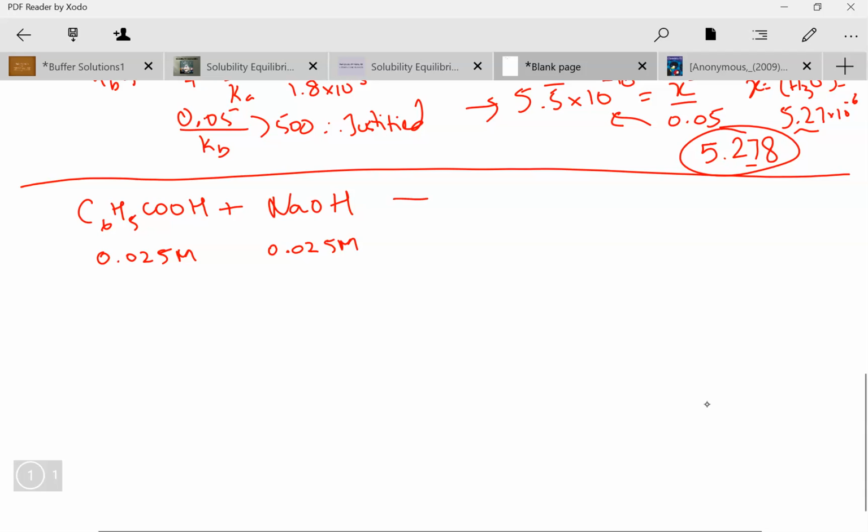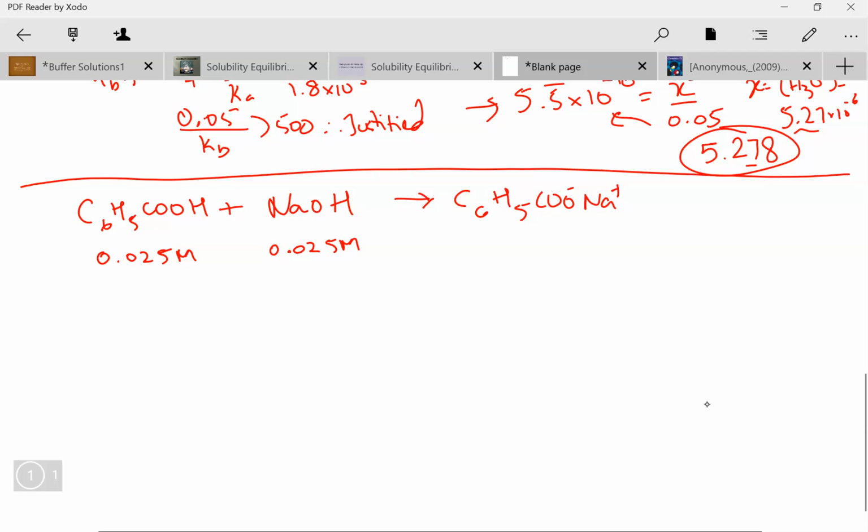And now I know I'm going to get my basic salt here, C6H5COO minus Na plus. You can split it into its ions, sort of, or you can not split it into its ions. It doesn't really matter. Now again, interestingly, I'm not given any volumes, so I have to calculate the total concentration of this.